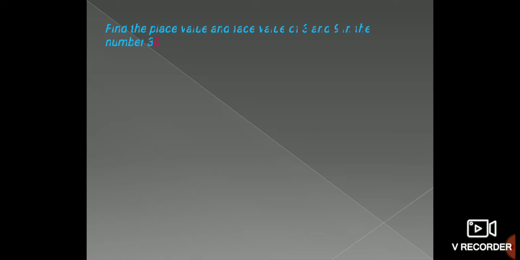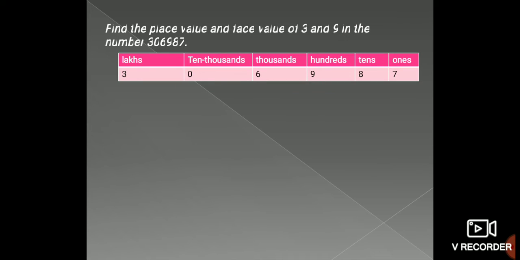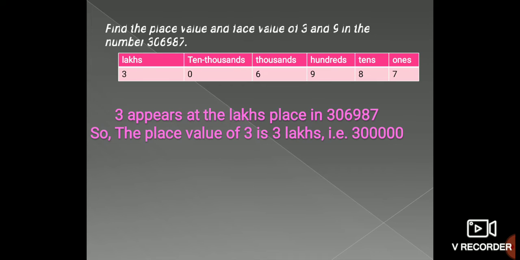Find the place value and face value of 3 and 9 in the number 306987. This is my place value chart. We usually use the Indian place value chart. Now, I have placed my number in the place value chart. My 3 is at the lakhs place value and my 9 is at the hundreds place value. 3 appears at the lakhs place in 306987. So the place value of 3 is 3 lakhs, that is 3 lakh.